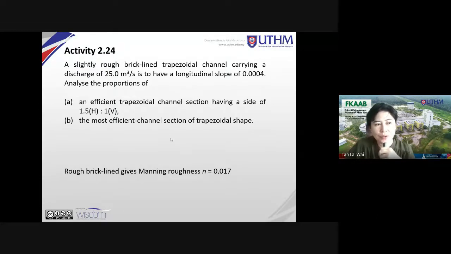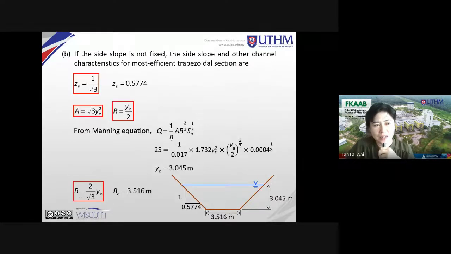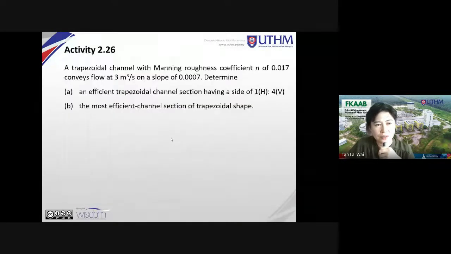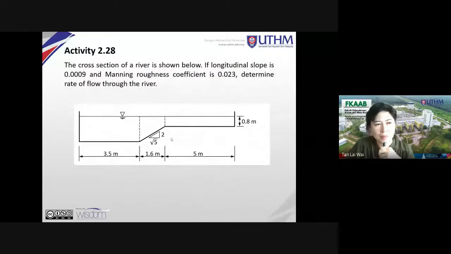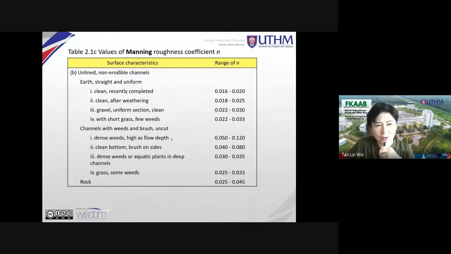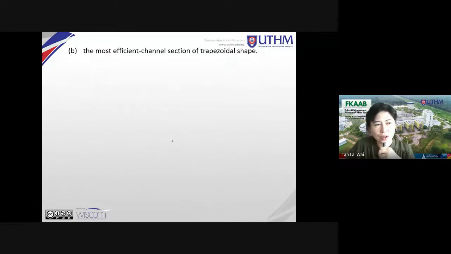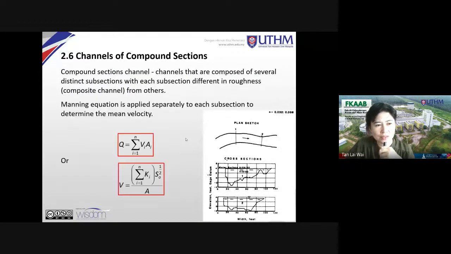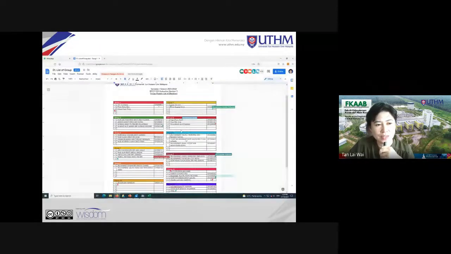For activity 2.24, I'm going to go through it with you on Wednesday. I have the solution here already. So I think I'm going to stop here. Oh, I forgot there's another subtopic here, channels of compound section. So we'll go through it on Wednesday then, all right?